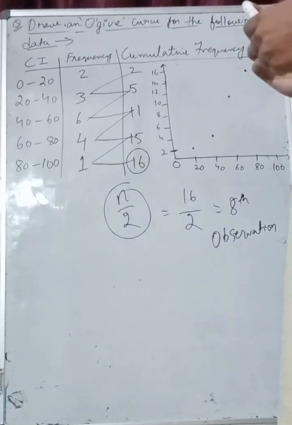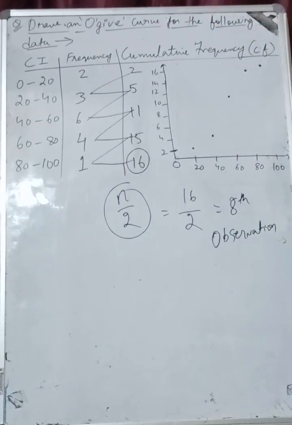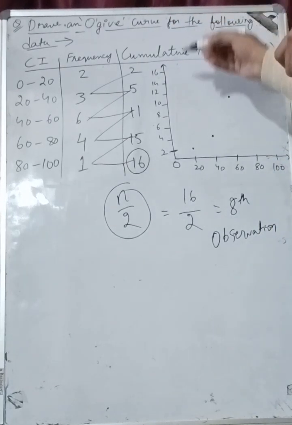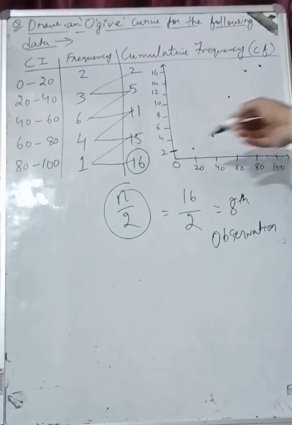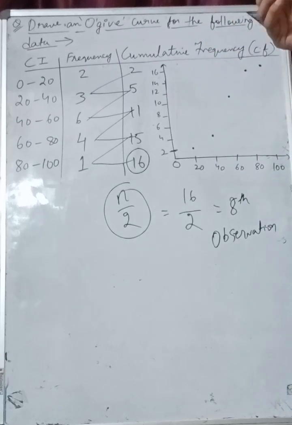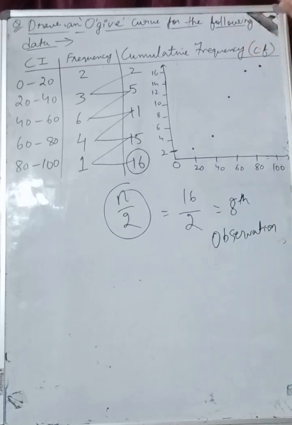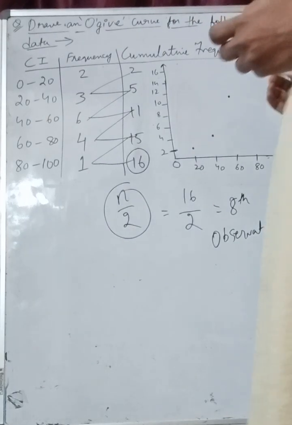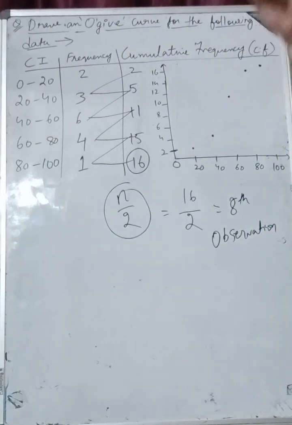As I have told you, in order to find the median in a continuous series, you have to plot the ogive graph or ogive curve. This is our ogive, this is our graph. We have not plotted it yet. I will let you understand it, and after that we will plot it. We have already plotted the points basically, but we have to join them.